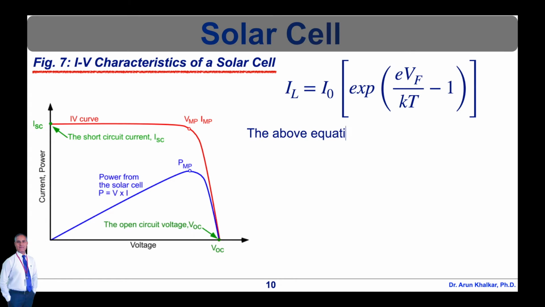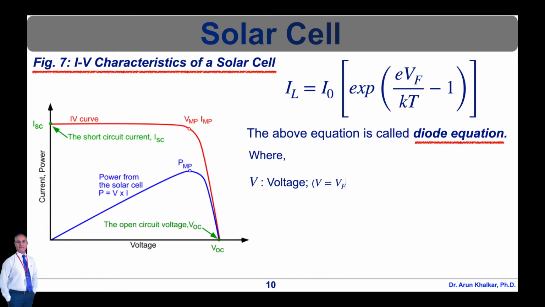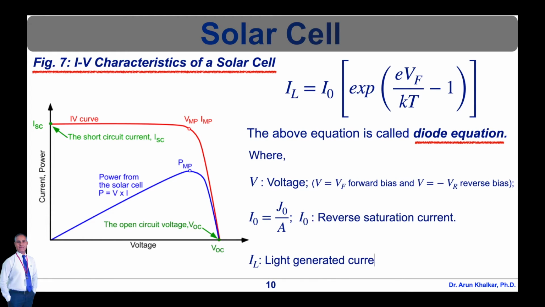This is nothing but the diode equation, where I naught is equal to J naught upon A, and IL is the light generated current. V denotes the voltage: if V is equal to VF, it is forward biased, and V is equal to minus VR for the reverse bias. And I naught denotes the reverse saturation current.